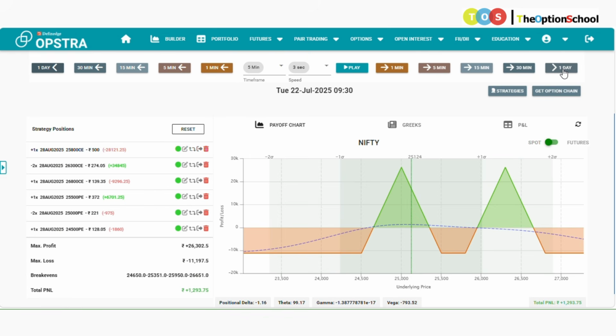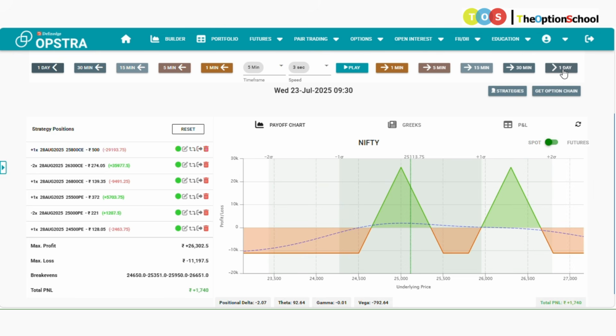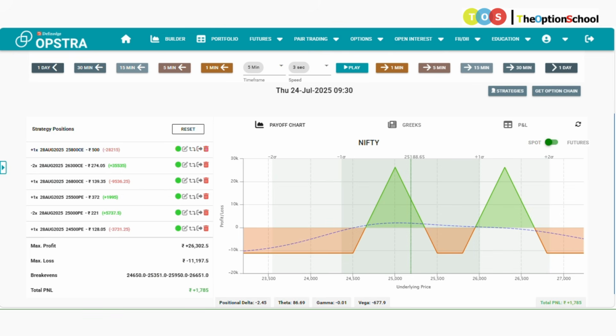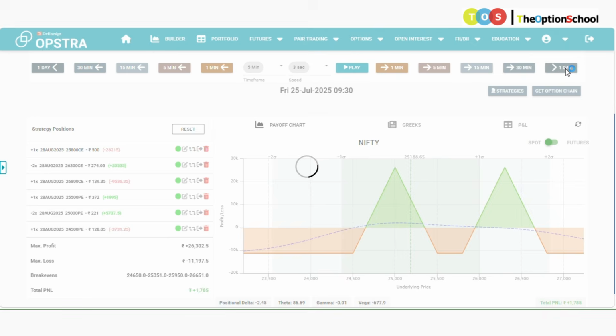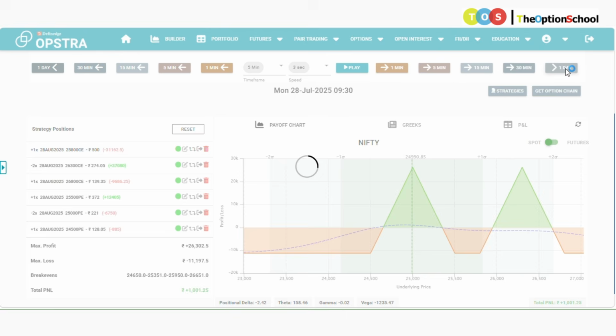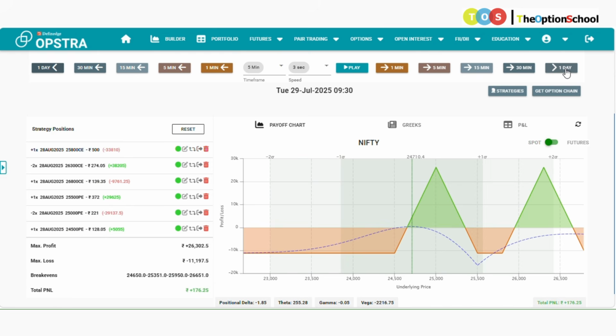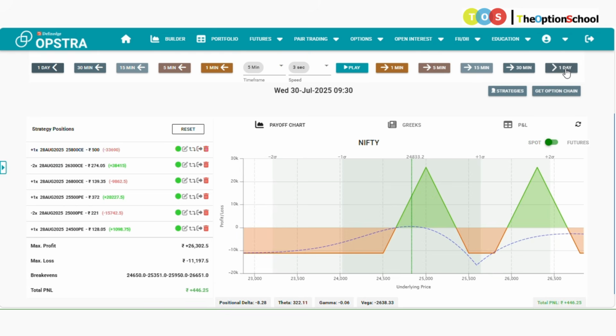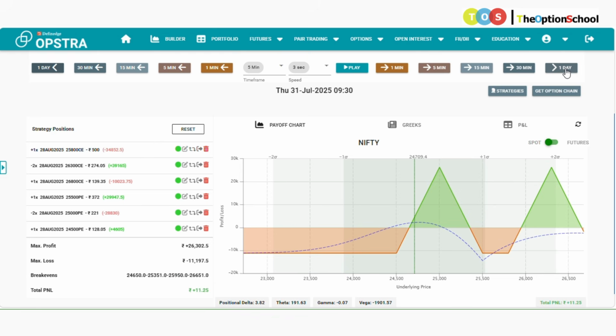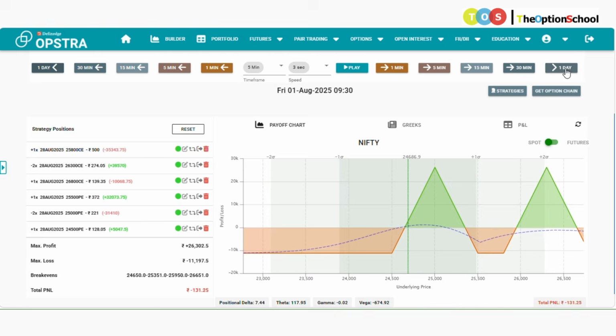I'm not doing any adjustment even if the market is going up or going down. As of now, it is 1740. Next, it's 1785. Next, 1000 only. We are not doing any adjustment at all, just to see, because as we decided, we are comfortable even losing this 11,000 rupees. But as soon as I get my 5%, I will book the profit.